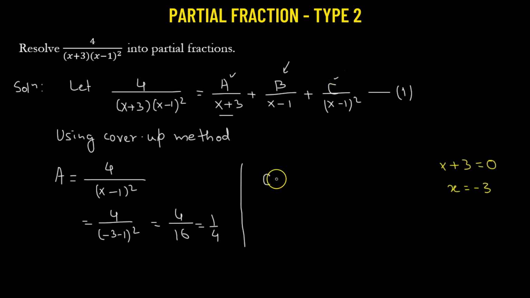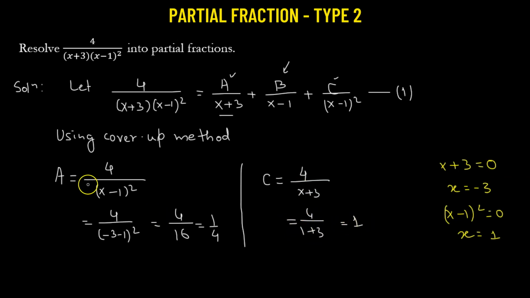Here we will be covering up the factor x minus 1 whole squared in the original rational fraction. That means we are now left with 4 over x plus 3. Now we covered up x minus 1 whole squared, so we will equate x minus 1 whole squared to 0. When we solve for x, we get the value 1. All we have to do now is substitute x with 1. That's going to give us 4 over 1 plus 3, which is simply 1. So we have successfully obtained the values of our first and third constants. The value of a came out to be 1/4 and c is 1.